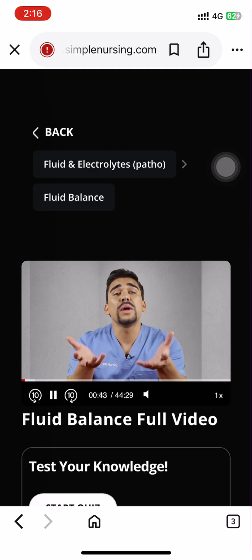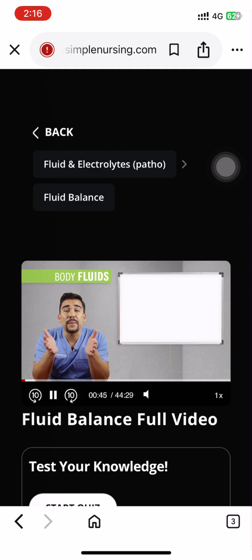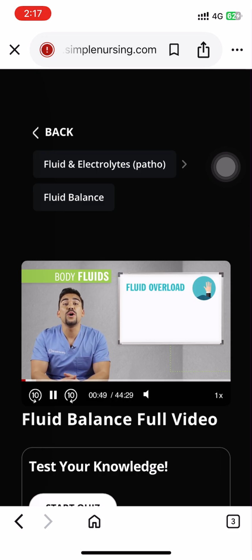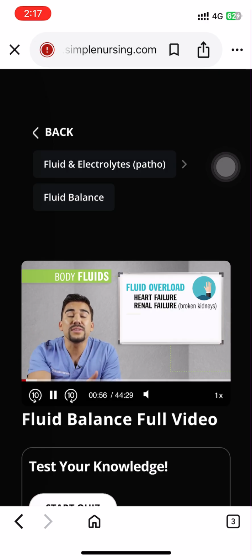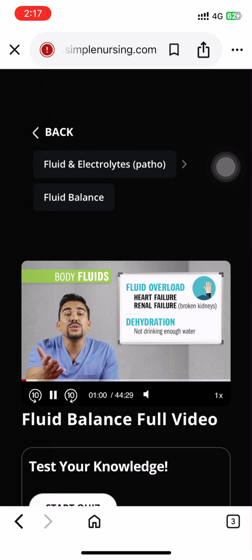Now guys, just think of your sweet grandmother here. Our elderly populations are most at risk for fluid imbalances like fluid volume overload, now, due to heart failure or broken kidneys, something called renal failure, or on the other side of the coin, dehydration from not drinking enough water, usually because they're not thirsty or forget.